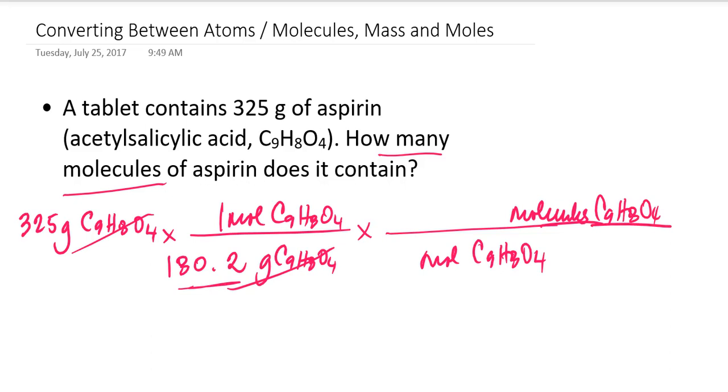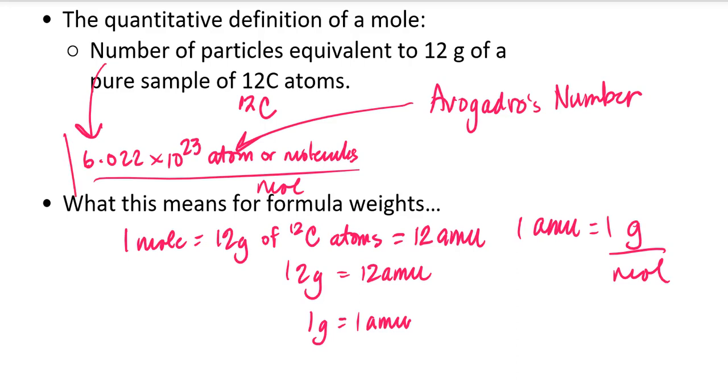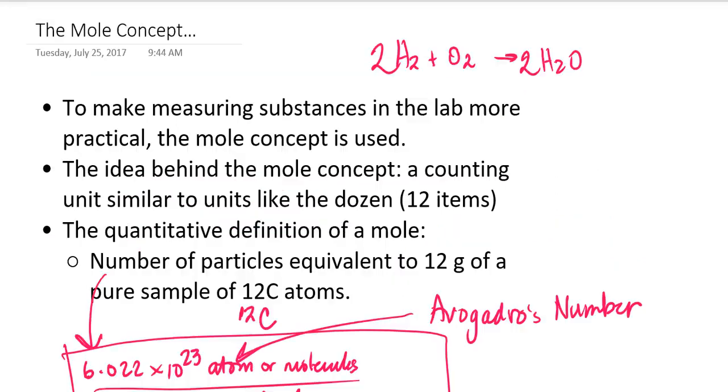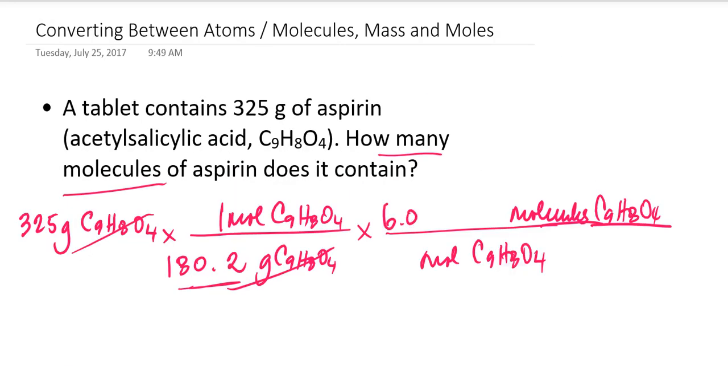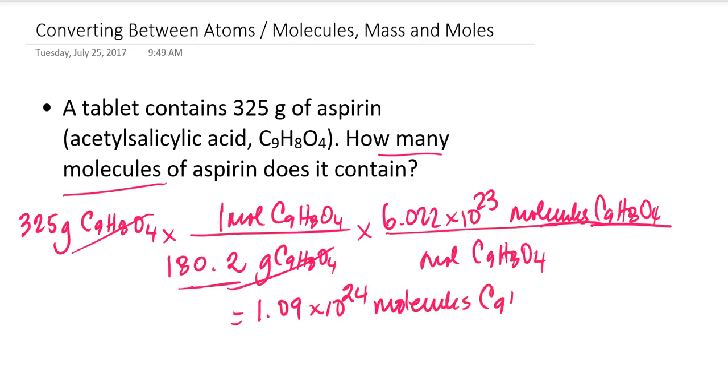Again, we know that there are 6.022 times 10 to the 23rd molecules of a substance in a mole. And so I would insert Avogadro's number at this point as the conversion factor. If I do this math, I end up finding that there are 1.09 times 10 to the 24th molecules of aspirin in this tablet. Again, this should be somewhat of a review compared to last year.